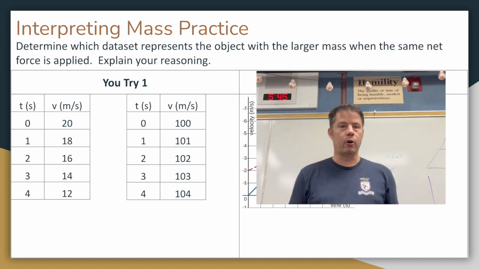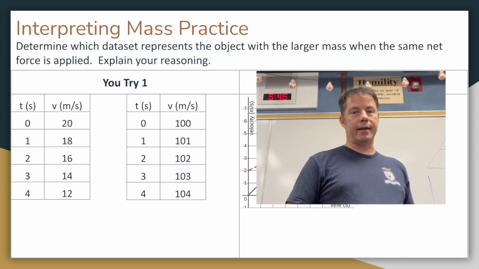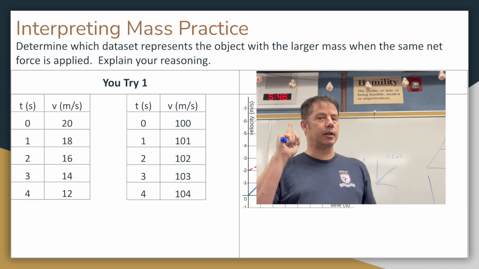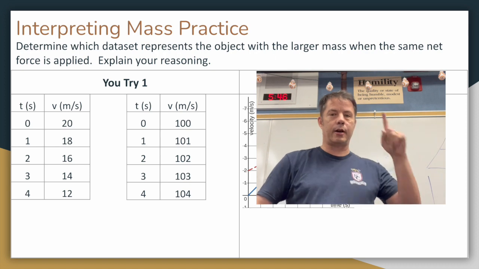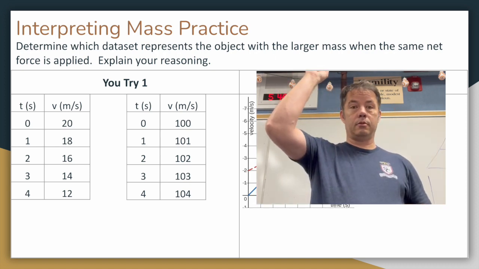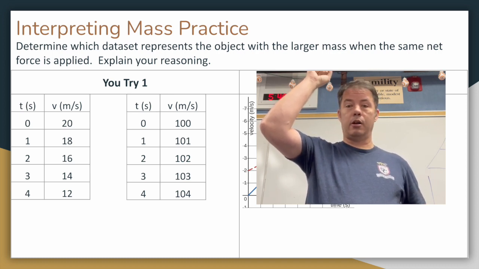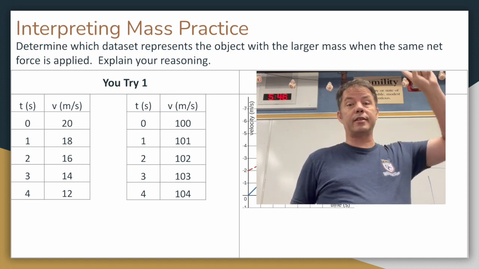We're looking for which data set represents the object with the larger mass. If we're looking for larger mass, we are looking for the opposite in acceleration. Mass and acceleration are opposites. They're inversely proportional. So when acceleration goes up, mass goes down. Are we looking for mass going down to be small? No. If mass is big, then we're looking for a small acceleration.